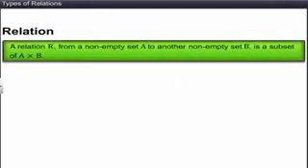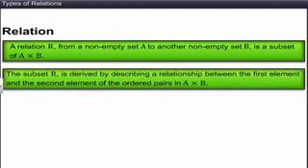A relation R from a non-empty set A to another non-empty set B is a subset of the Cartesian product of A and B. The subset R is derived by describing a relationship between the first element and the second element of the ordered pairs in A cross B.